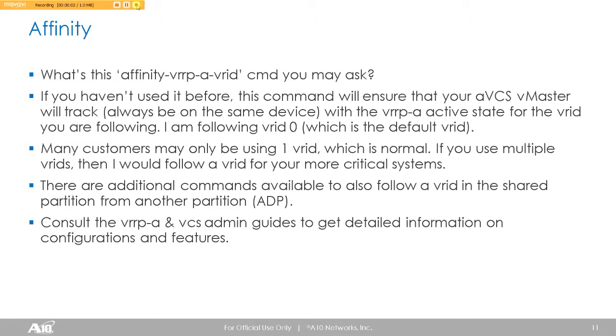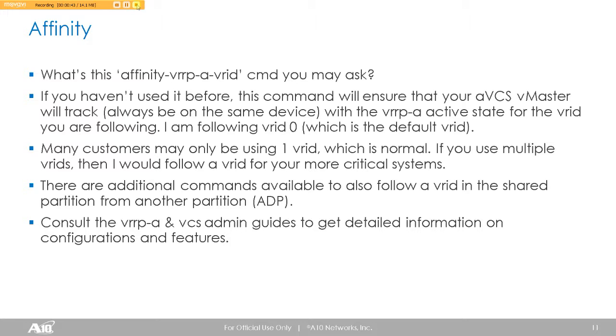The master affinity to VRRP-A active enables the vMaster device in a virtual chassis to fail over when the active device in a VRRP-A VRID fails over to a standby device. When the standby device becomes active, it will also act as the vMaster device in the virtual chassis. I like this feature as it will ensure that if I'm using a floating IP for management, I will always access the vMaster and VRRP-A active device. It can get confusing when the VRRP active device and the VCS vMaster are on different devices. This is a purely optional command.